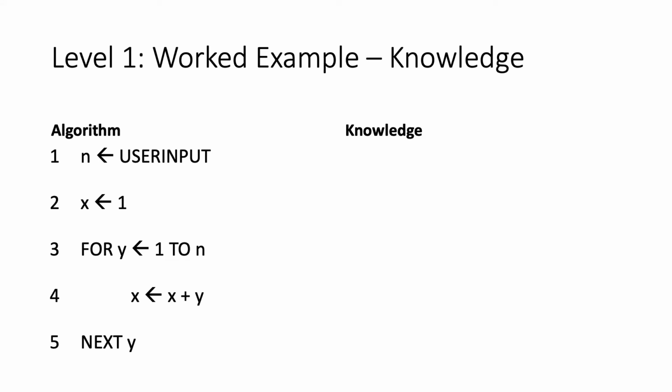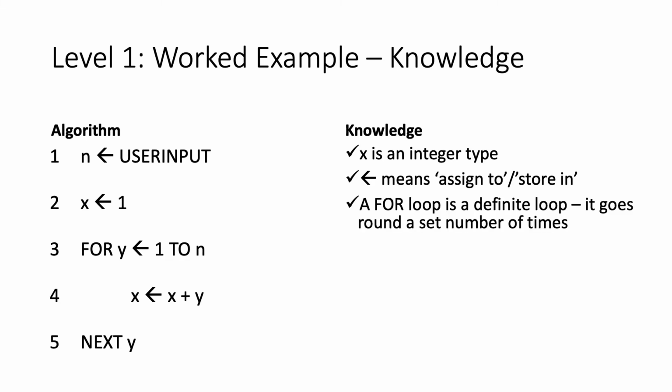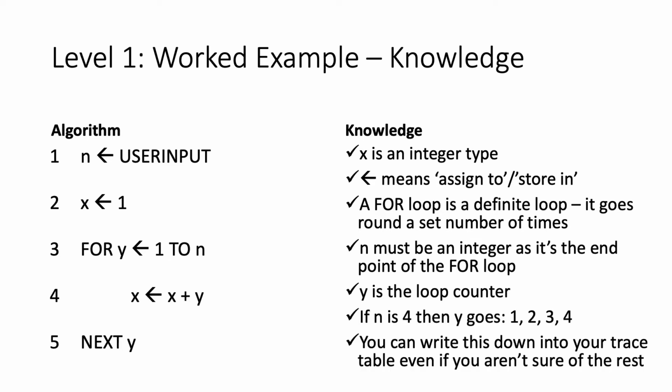So here's our first algorithm. It's a very simple one. So we're going to start breaking this down a little bit. It's got a bit of input, so n becomes user input. The back arrow means assigned to and storing. X is an integer type variable. A for loop is being used to run through the data. It's called a definite loop. So a for loop goes around a certain number of times. So it's a definite loop, it has a definite ending.